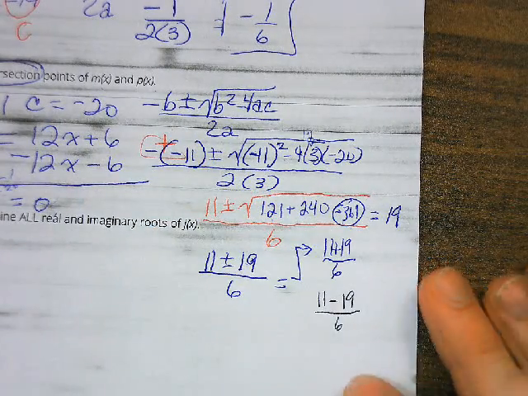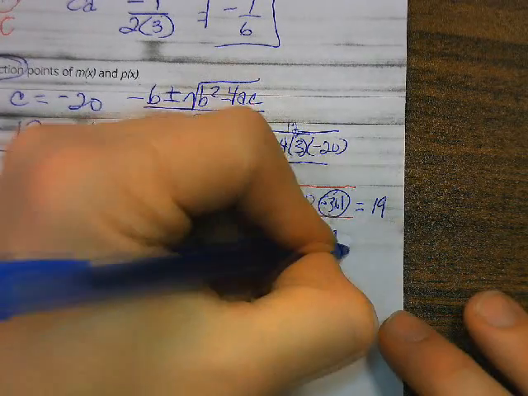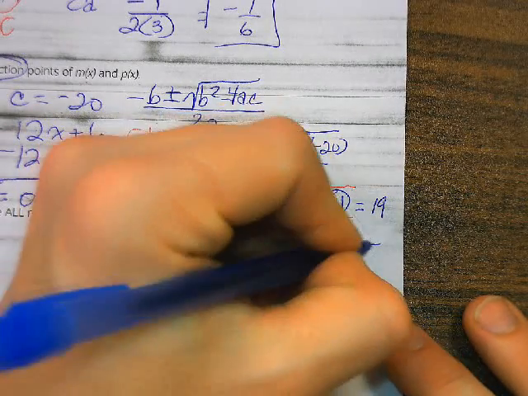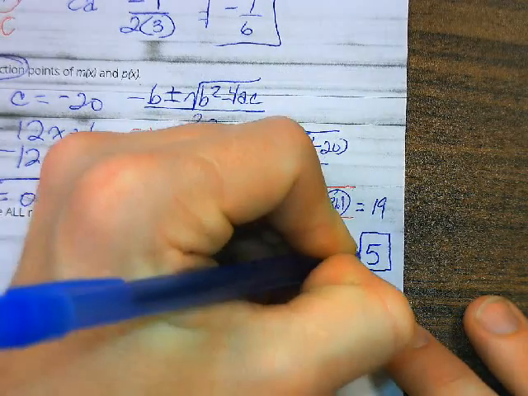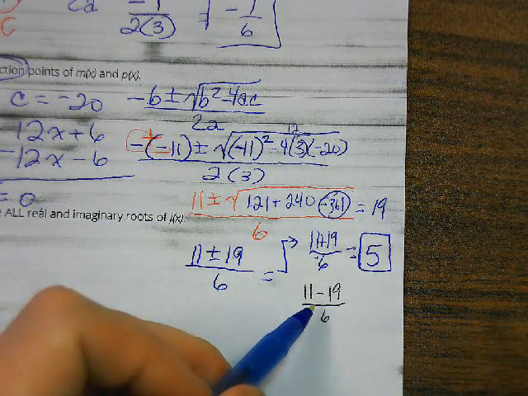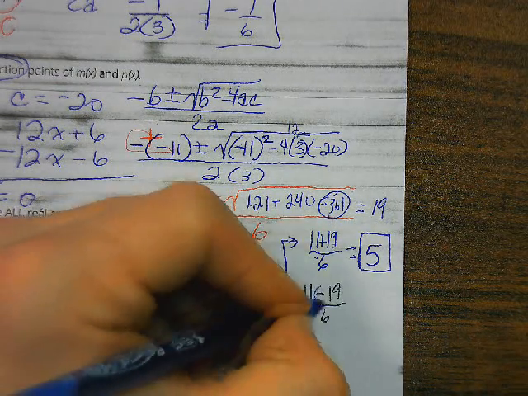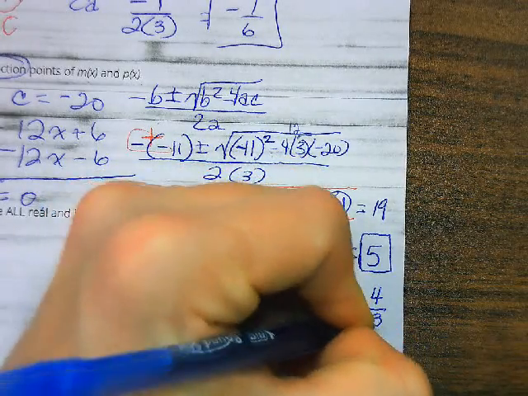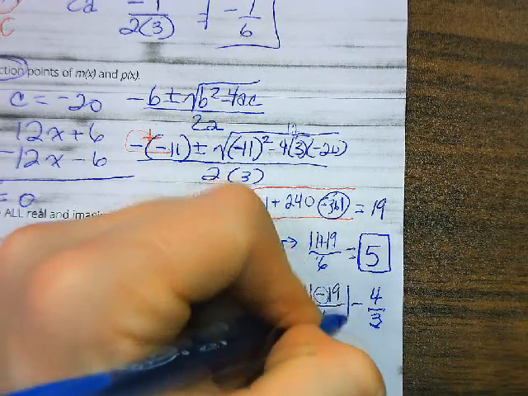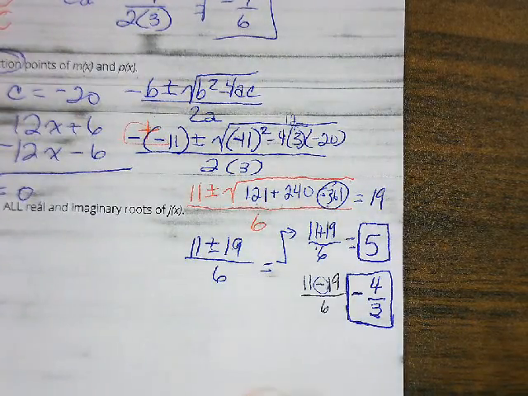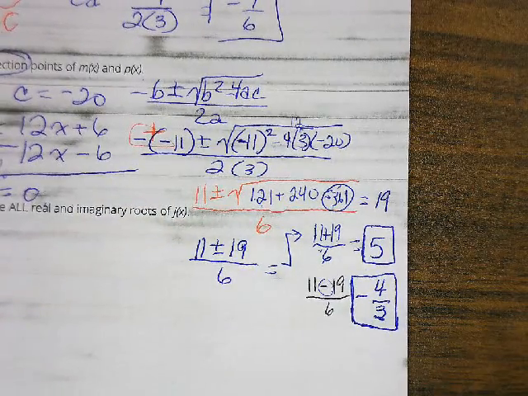11 plus 19 is 30. 30 divided by 6 is 5. So one of your solutions is going to be 5. And then this will simplify down to, let's see here, a negative there. So this is negative 4 over 3. That's your final answer there. Okay. So our two solutions, x equals 5 and x equals negative 4 over 3.